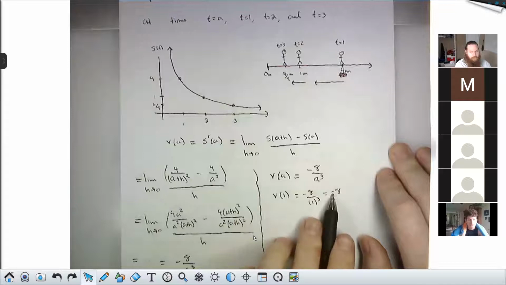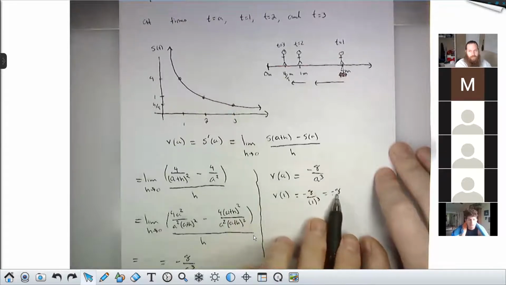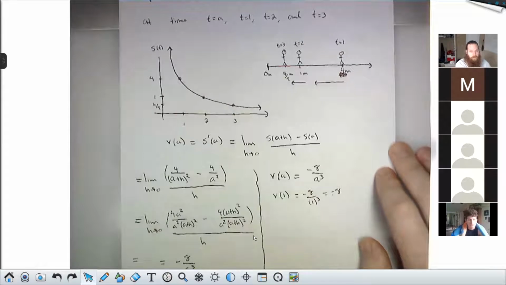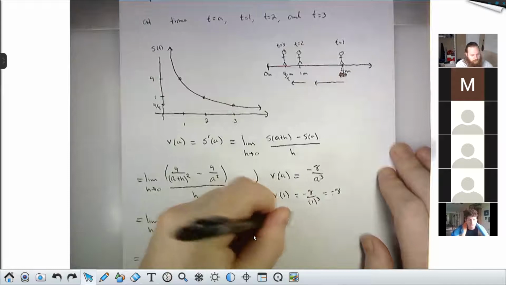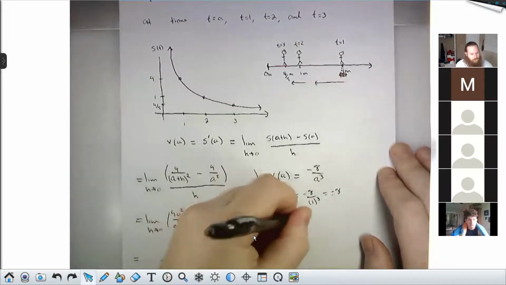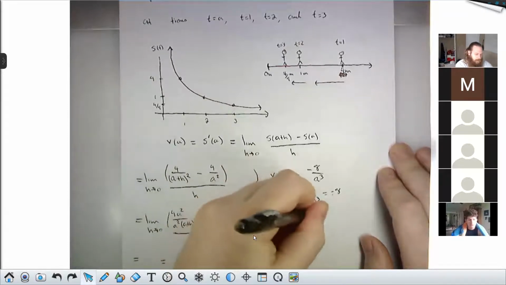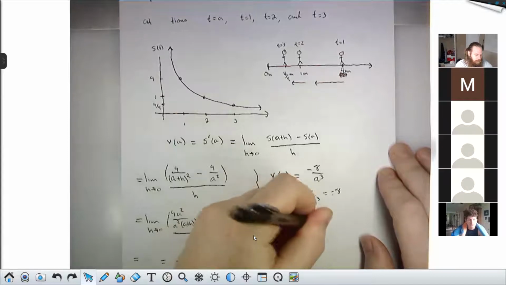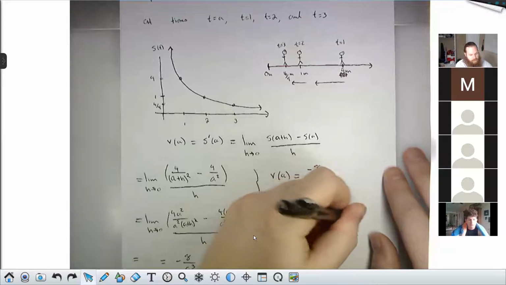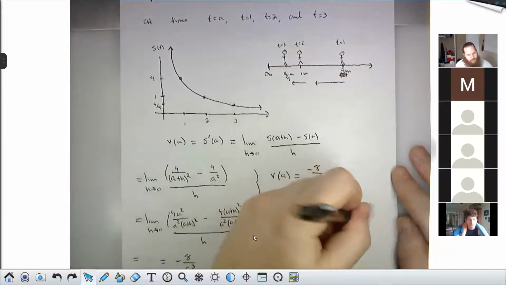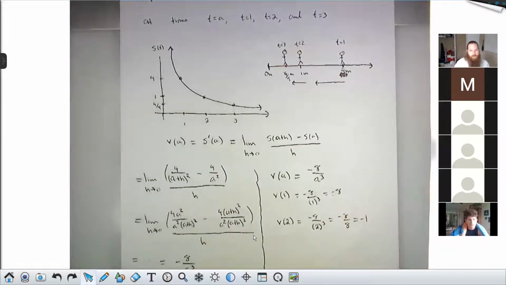Running to the left, that's the negative, tells me he's running in the negative direction. And the 8 is the speed. So he's running to the left at 8 meters per second. At time t equals 2, I plug in 2 for t. I get negative 8 over 2 cubed. 2 cubed is 8. This is negative 8 over positive 8, or negative 1 meter per second.